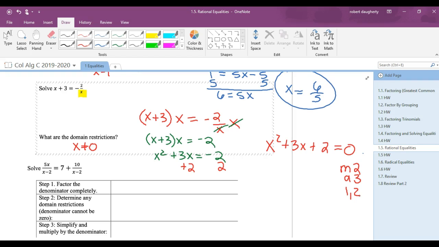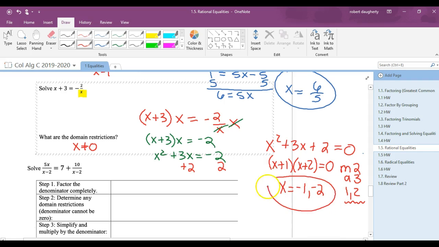When you've got something that starts with an x squared, and you know these numbers are the factoring numbers, what's my next step? (x plus 1)(x plus 2) equals 0. So what does x have to equal? -1, -2. Do either of those violate my restriction? What can x not be? 0. So these numbers are perfectly good.